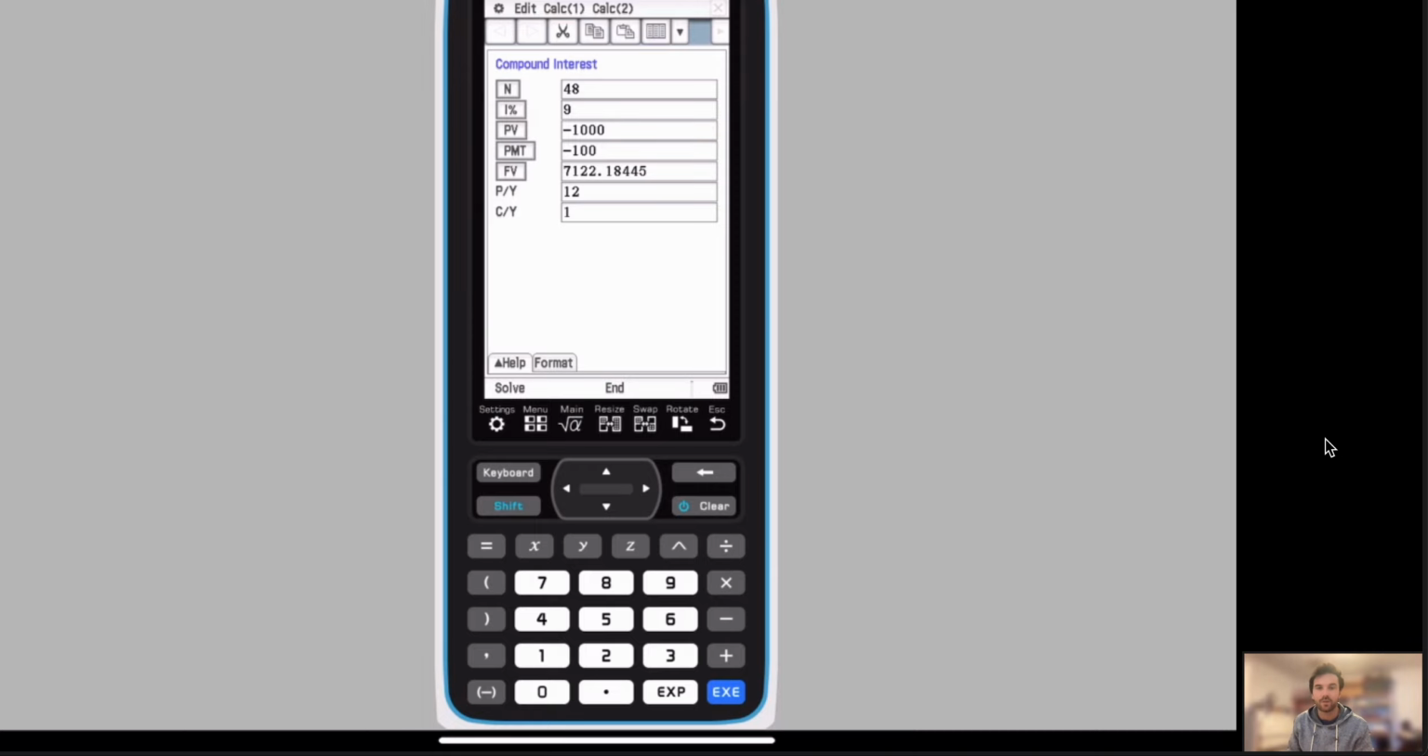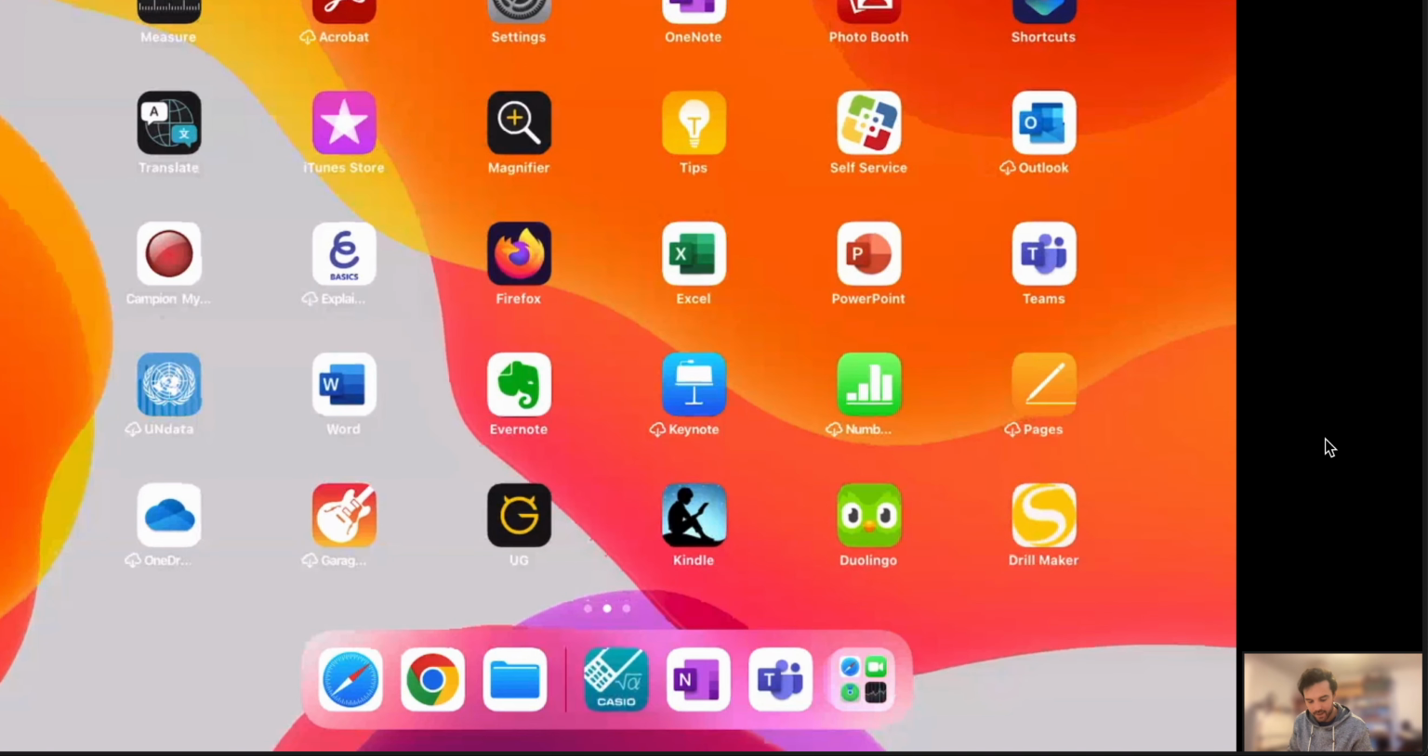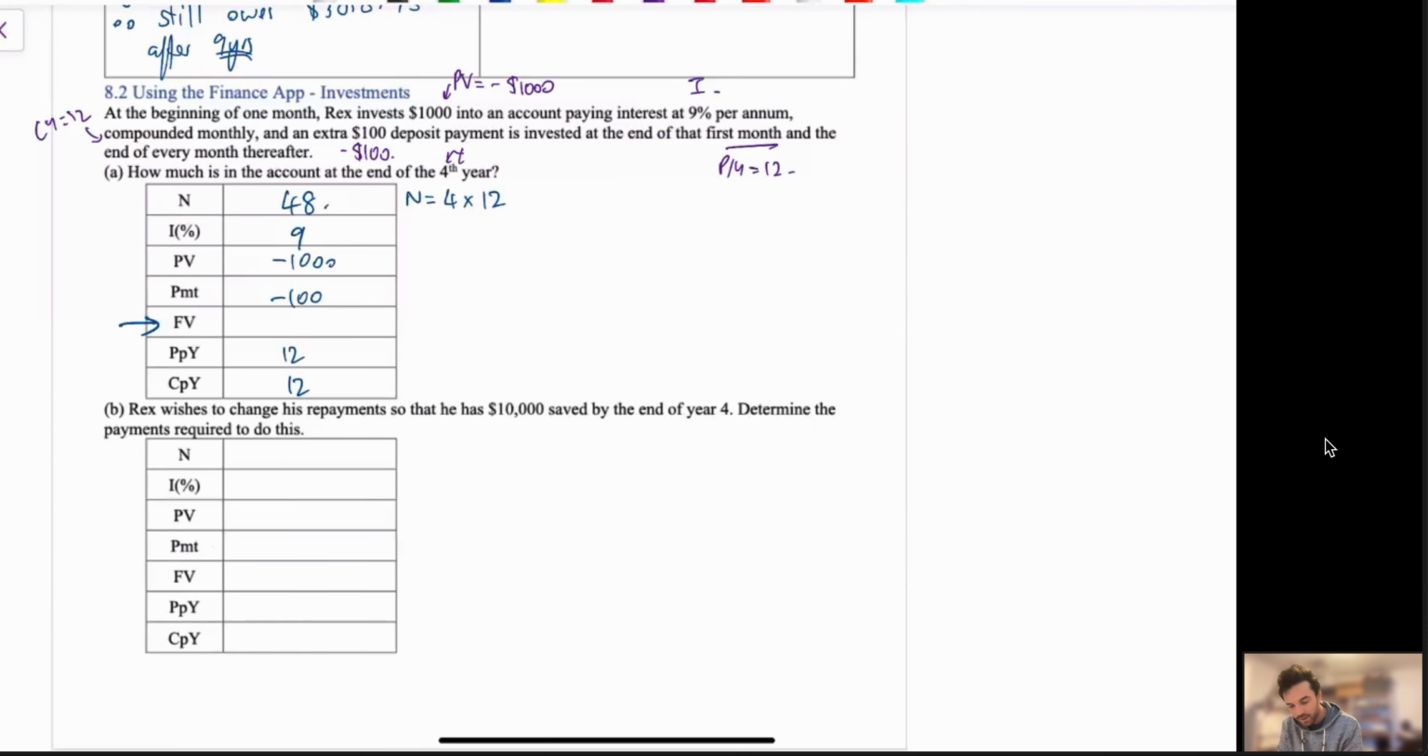Here's our answer, 7122.18. And I've got a slightly different answer here. So I'm just going to double check. Oh, compounds per year. Whoops. Okay, let's try again. 7183.48. That's our answer. So I'm going to write that there.